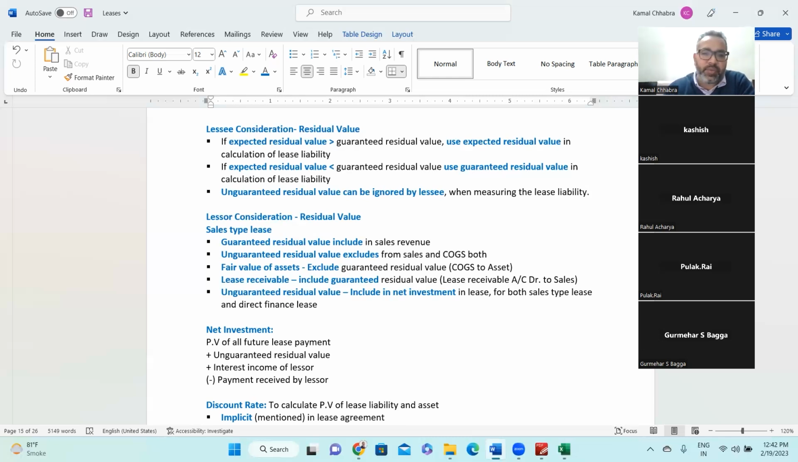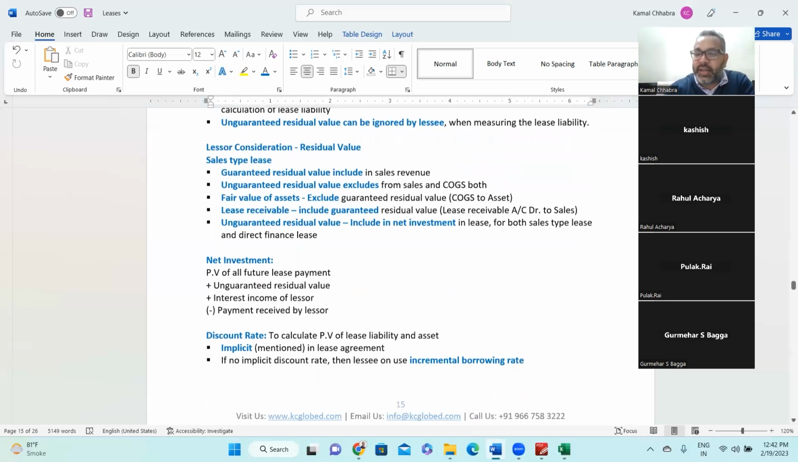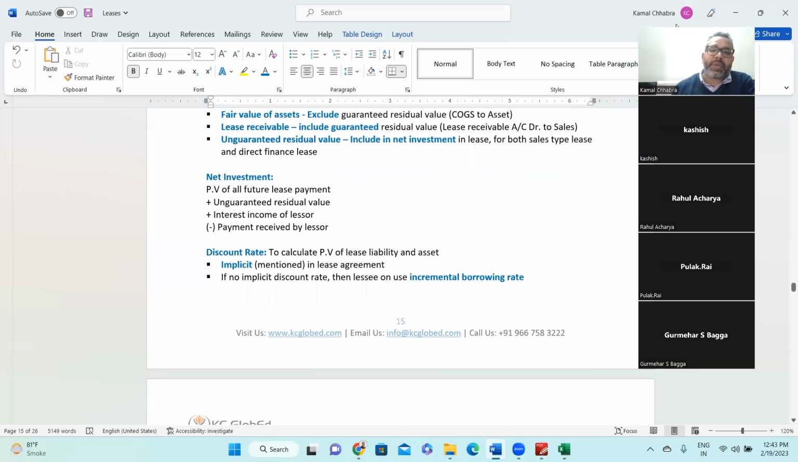So these are the differences between lessor type of accounting and lessee type of accounting. But the key difference is the unguaranteed residual value, which in case of the lessor, you'll be adding into the net investment, whereas in case of the lessee, you'll be completely ignoring it because you have not committed anything, right? And how to calculate net investment in case of the lessor: it is the present value of all future payments, which we have discussed above also, plus unguaranteed residual value, plus interest income, minus any payment already received by the lessor, right? That is the net investment.